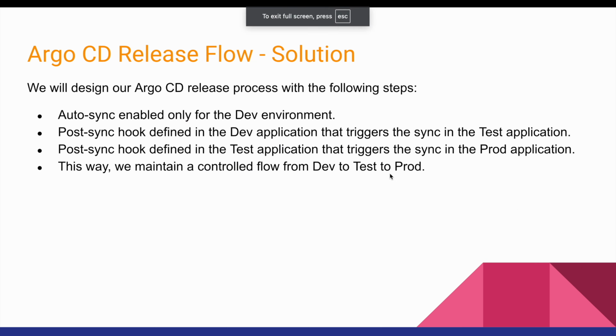This is how we will be designing our process. We have to follow these steps. Auto sync is enabled only for the dev environment. A post sync hook is set up in the dev and the test applications that will trigger the sync for the respective environment. And this way we are maintaining a control flow from dev to test to prod. So now let's see how we will do it and check the demo.